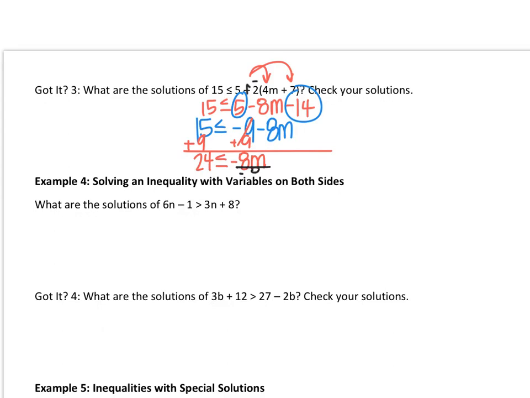Now let's divide both sides by negative 8. If you divide by a negative, you turn your inequality around, so I get negative 3 greater than or equal to m, or m is less than or equal to negative 3.